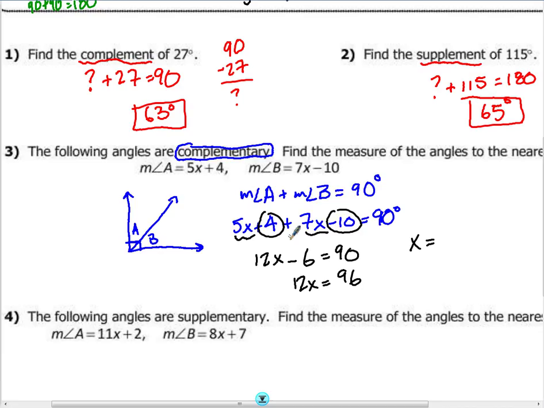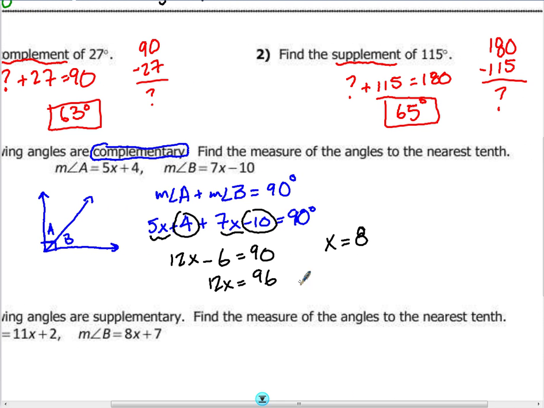Now that wasn't what they were completely asking for in this problem. They were also asking me to find the measures of the angles A and B. So I'm going to go back to my pen here, and I'm going to take my 8 and plug it back in to find the measure of angle A. So I'm going to have to do 5 times the quantity of x plus 4. So when I do 5 times 8, I get 40, plus another 4 adds up to 44 degrees. And if I was asked to find the measure of angle B, I would plug in 8 into my equation here.